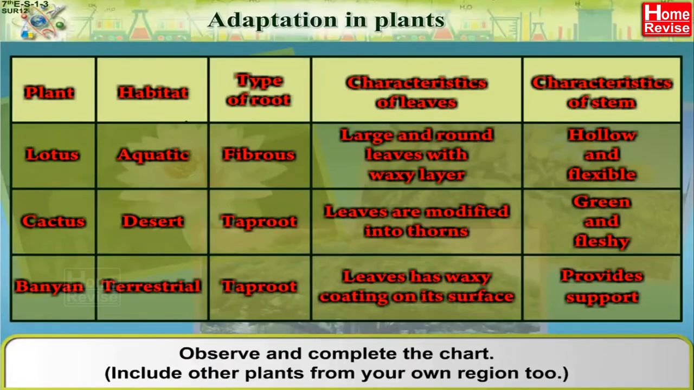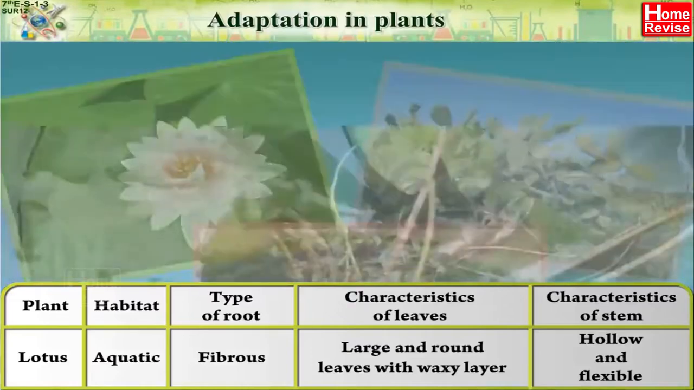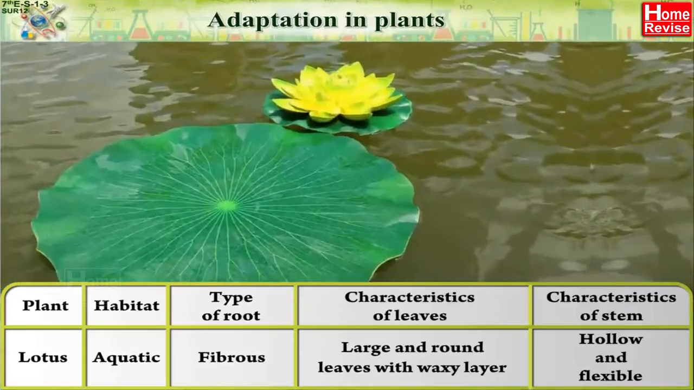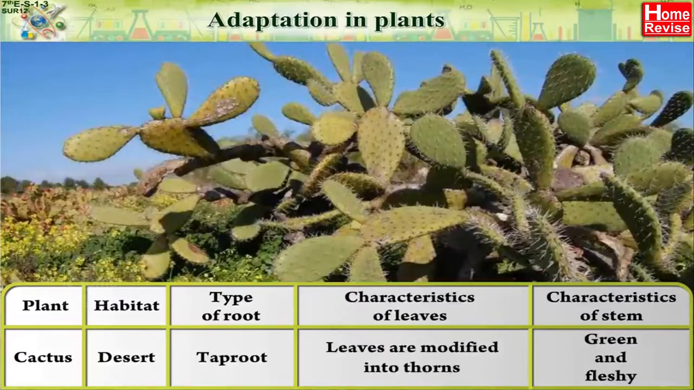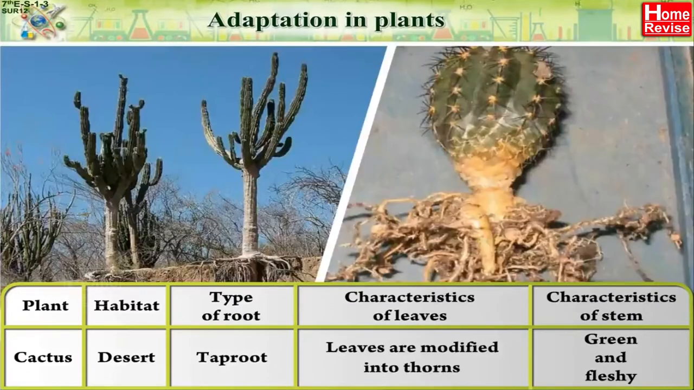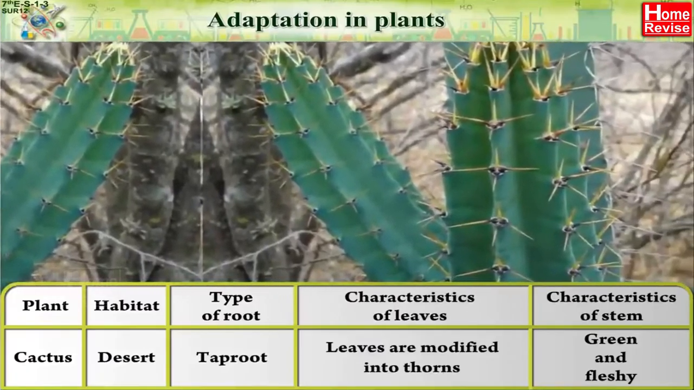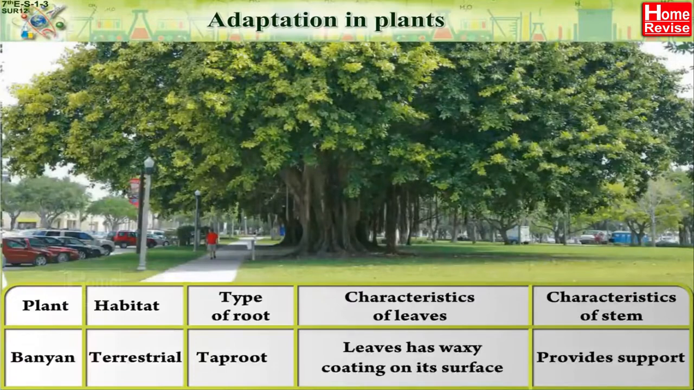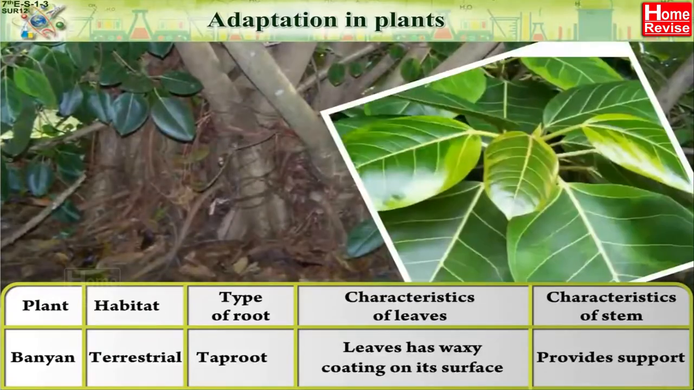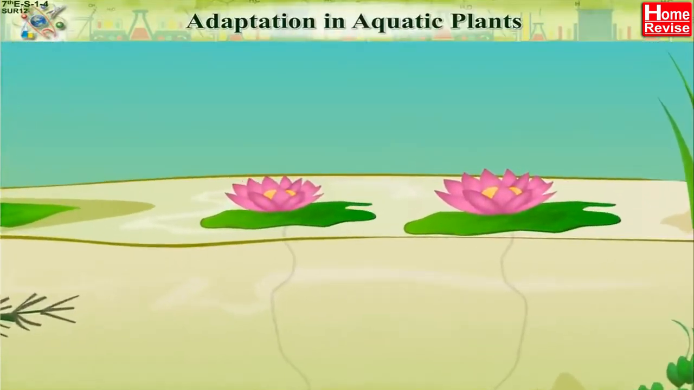We have plants, their habitats, types of root, characteristics of leaves and characteristics of stem. Lotus, its habitat is aquatic. Type of root is fibrous. It has large and round leaves with waxy layer. Stem is hollow and flexible. Cactus, the habitat of cactus is desert. It has tap root. Leaves are modified into thorns and the stem is green and fleshy. Banyan. The habitat of banyan is terrestrial. Root is taproot. Leaf has waxy coating on its surface. Stem provides support.